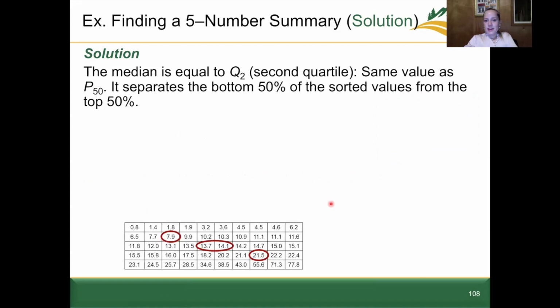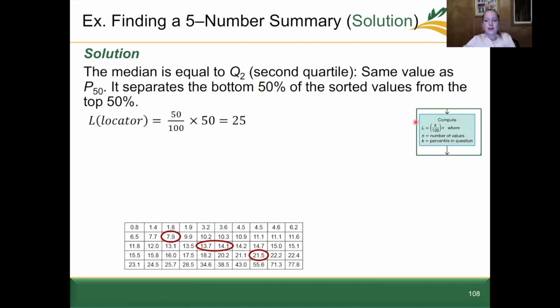So next we need to calculate Q2, or the second quartile. We can think of this as the same thing as being the 50th percentile. Now we're going to use that same equation again, where our percentile is 50, and we still have 50 data points in our data set. So to calculate our locator number L, we take 50 now for our percentile of K, still divide it by 100, multiply it still by the total number of data points of 50, and we get 25.